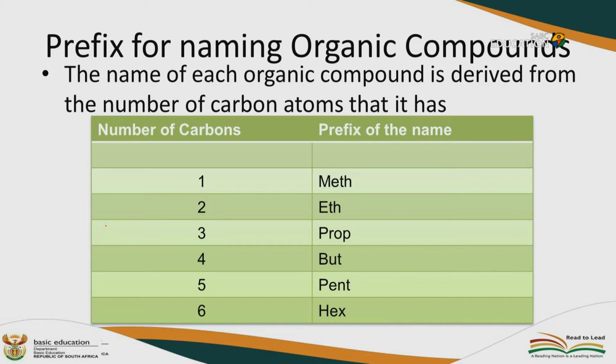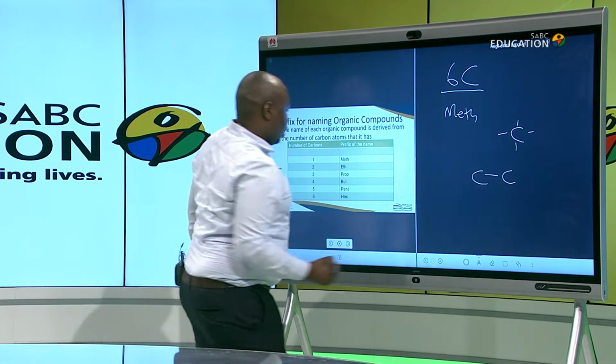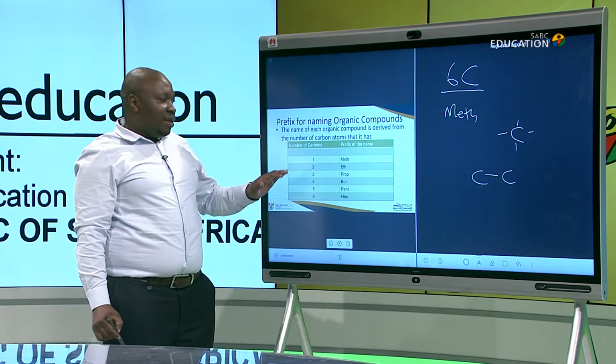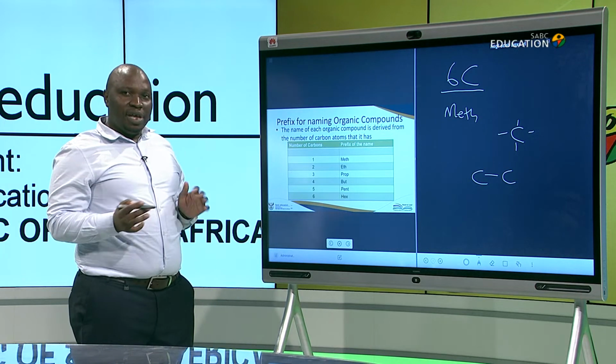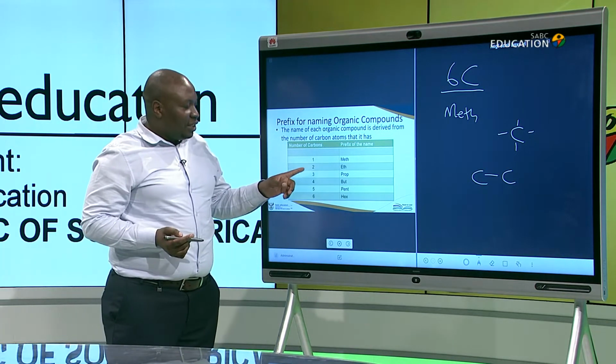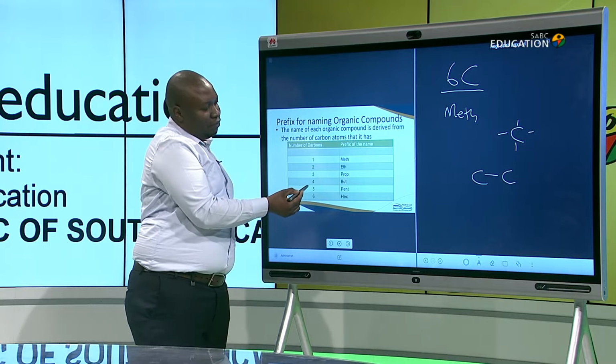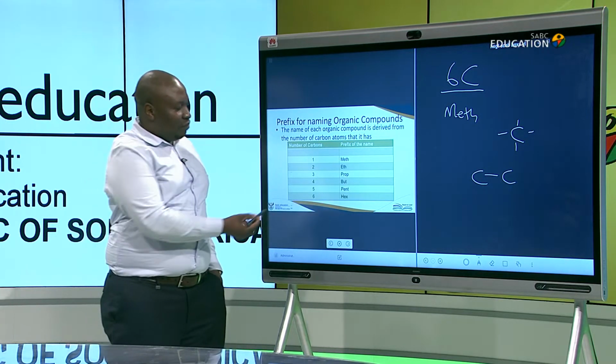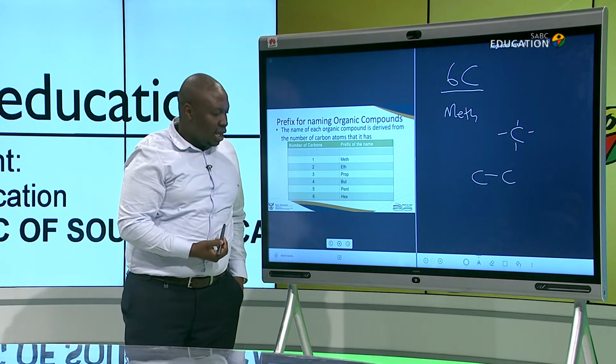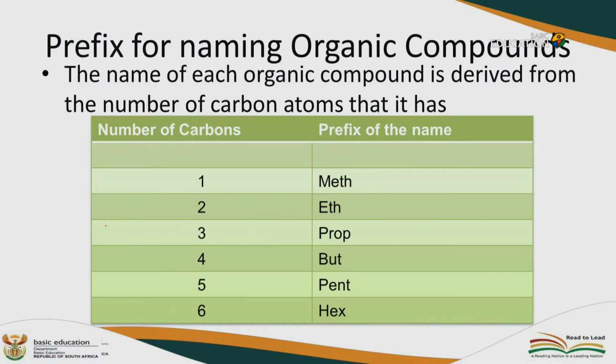If we have 2 carbons, then it will be like that. And ensure that the number of bonds around each carbon is 4 at all times. If it's 3 carbons, the name will be prop. If it's 4 carbons, the name will be but. If it's 5 carbons, the name will be pent. If it's 6 carbons, the name will be hex.